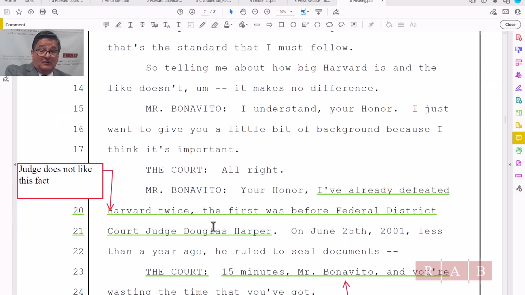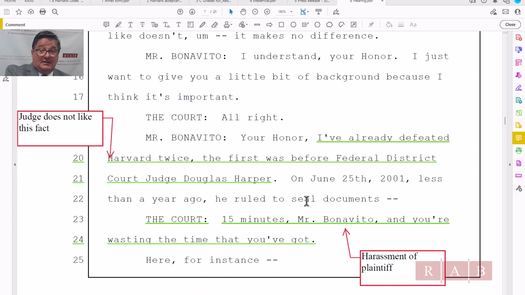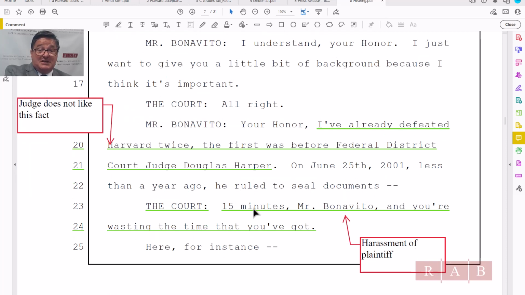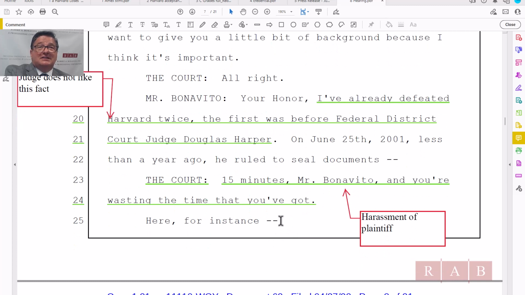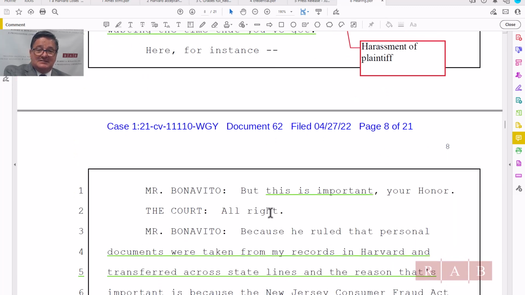I've already defeated Harvard twice. The judge loses it. The first was before Federal District Court Judge Harper, and once he heard that I already beat them, he should have known this. He says, 15 minutes, Mr. Bonavito, you're wasting time. Okay, there's no need for that. I'm a pro se litigant. What is the purpose of that? I mean, he's a judge. This is a serious case. I've already won twice. He's not taking it serious.